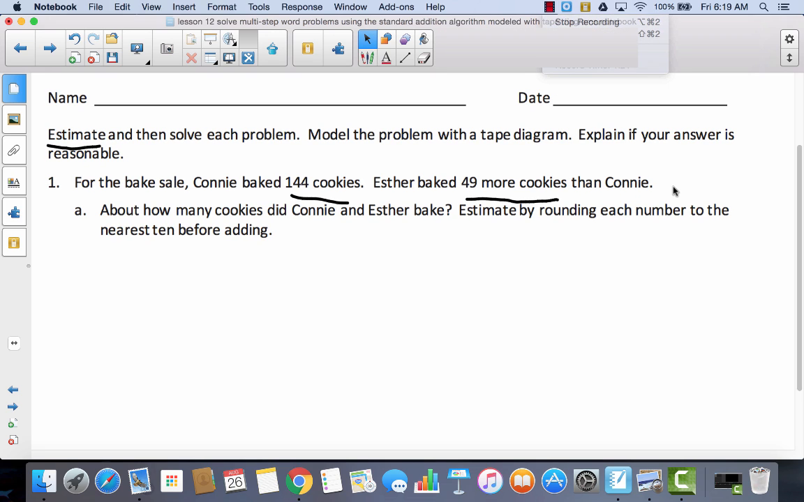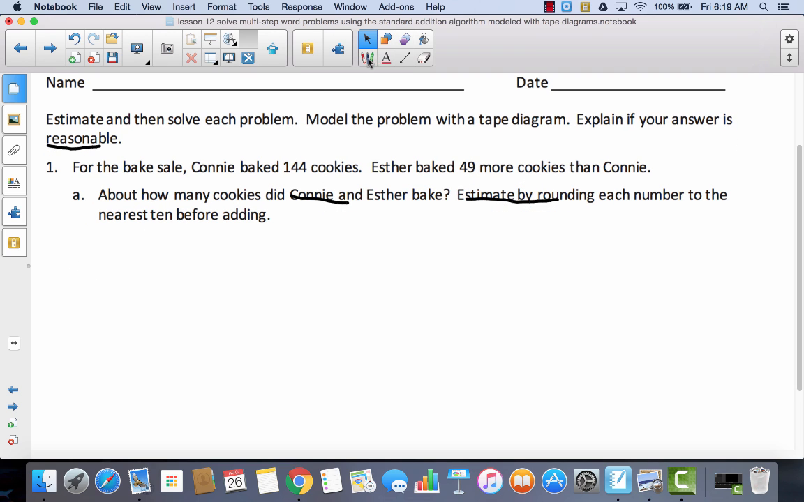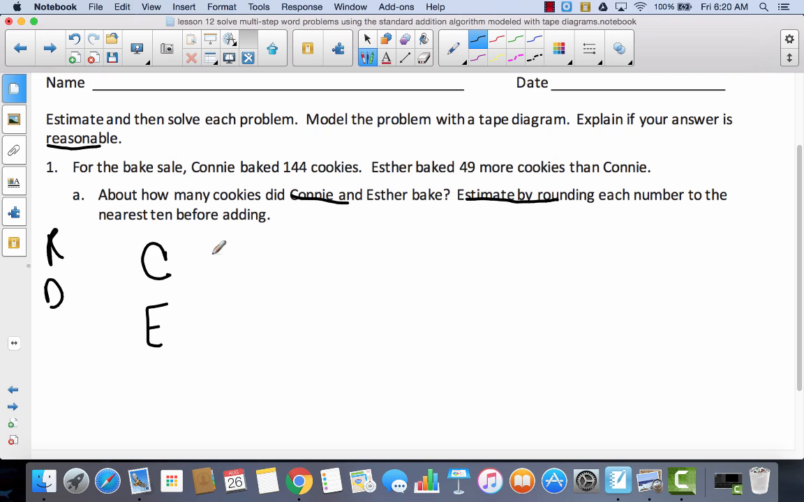Okay, so the first thing that we are going to do is we are going to draw, because this is an application problem, so we're still going to use that RDWW process. So we just read it, and now we're going to draw. In this case, I'm comparing how many cookies Connie baked to how many cookies Esther baked. Now it tells me that Connie baked 144 cookies. So I'm going to allow this tape diagram to represent how many cookies Connie baked, and I'm going to go ahead and label this 144.